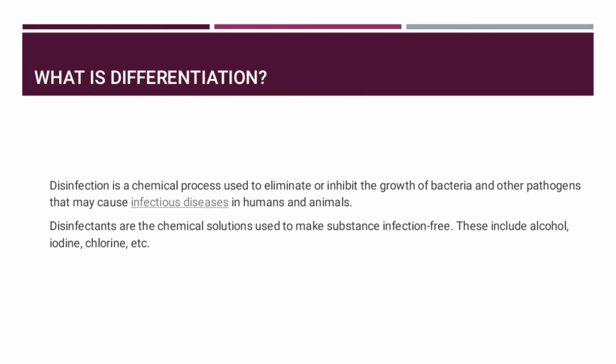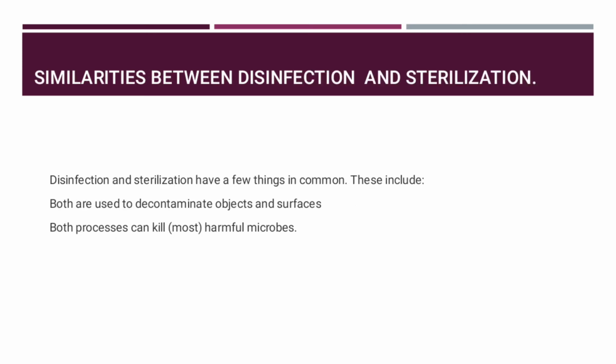Disinfection is a chemical process used to eliminate or inhibit the growth of bacteria and other pathogens that may cause infectious diseases in humans. Disinfectants are chemical solutions used to make substances infection free. This includes alcohol, iodine, chlorine, etc.